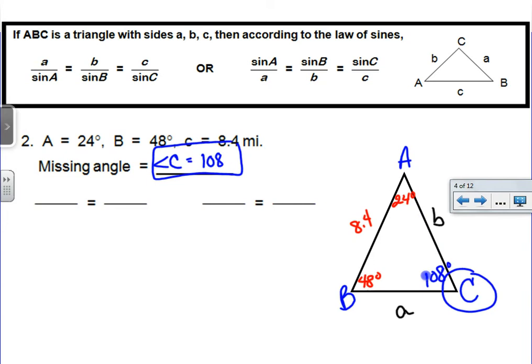Now, I'm glad we found that because I was kind of stuck until we found that. The only part of my triangle that's all filled out is C. I have angle C inside C. So that's how we're going to start our proportion. The sine of 108 over 8.4 is going to be the beginning of both of our proportions.